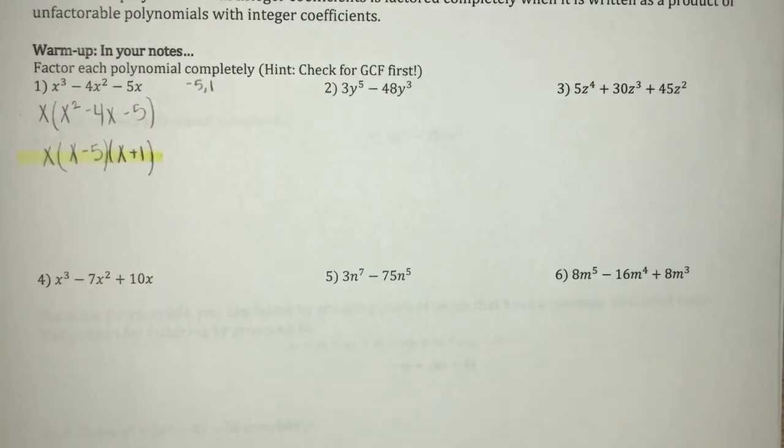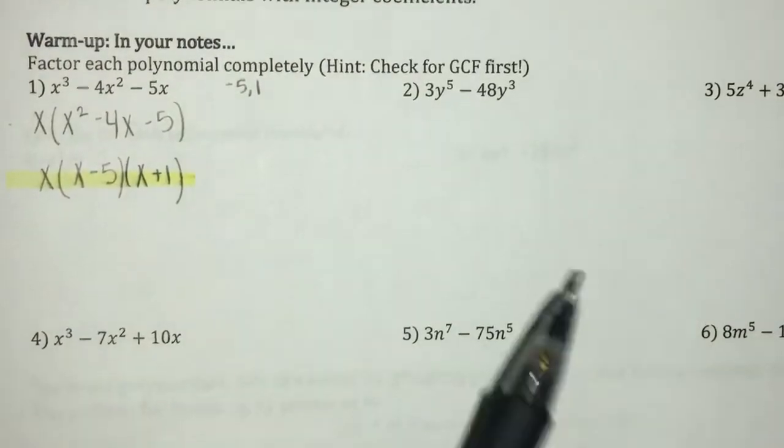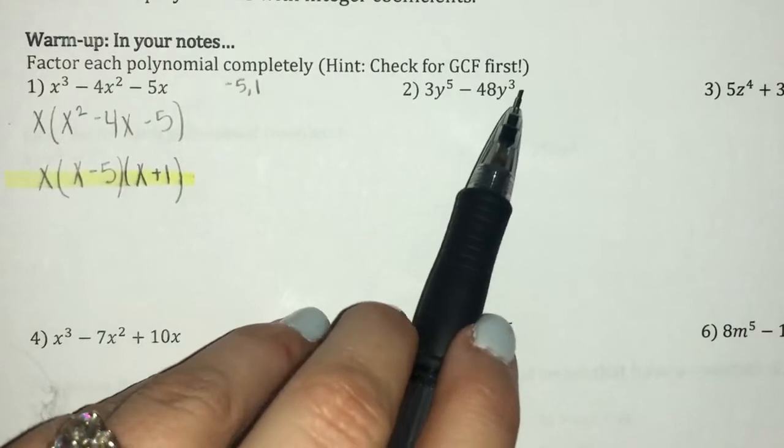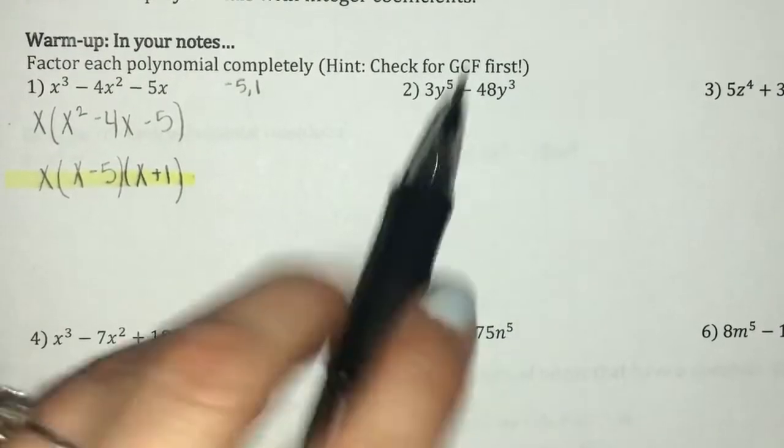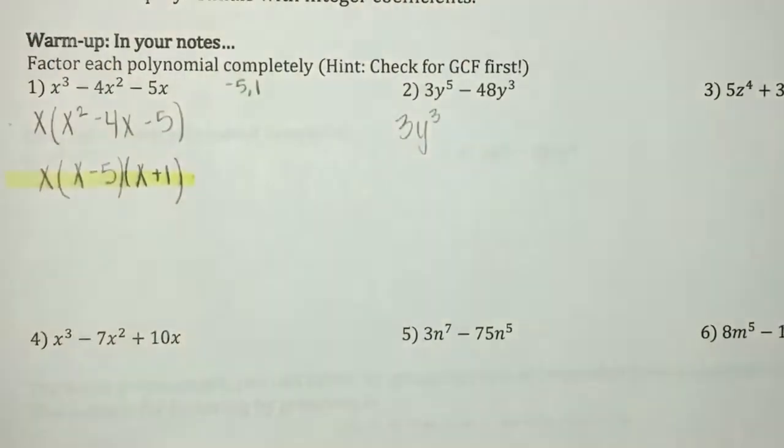And then for number 2, 3y to the 5th minus 48y cubed. So we'll check for greatest common factor first. I know that I can divide everything by 3, and I can also pull out at least y to the 3rd power because that's the lowest power on y that each of the terms has. So I can pull out a 3, and then I can pull out a y cubed also.